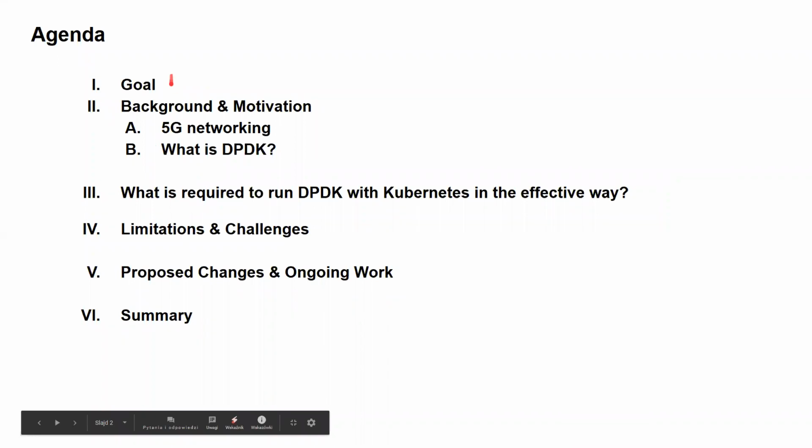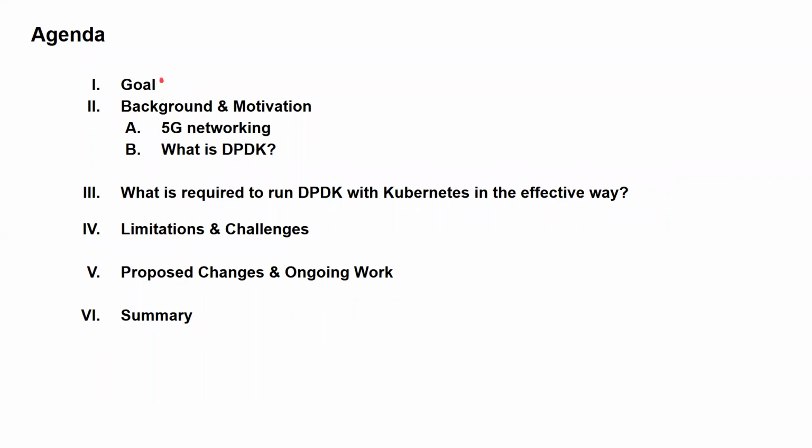Okay. So first, I would like to tell what is the purpose, what is the goal of these enhancements. Later, a little about background motivation, and this is based on 5G and DPDK example, and what is required by DPDK to run with Kubernetes in an effective way, what limitations and challenges this brings to us, and what changes we propose to be done, and what is the current ongoing work.